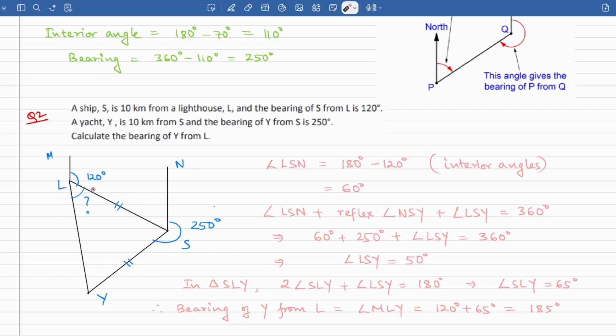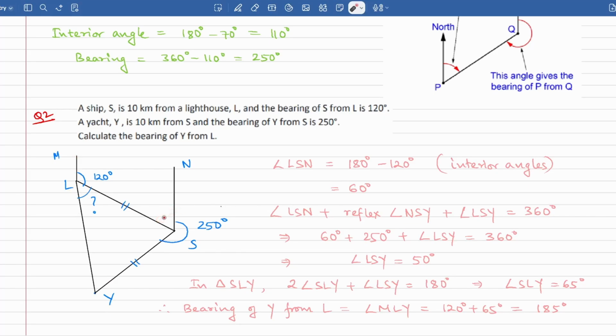Okay, so now I have to figure out the bearing of Y from L. So L is the point of reference. I have to figure out this entire angle. Now I know that this little portion NLS is 120. So I need to find SLY and then add those two together, I'll get my answer. So angle LSN should be a co-interior angle. That means it should be 60 because 120 plus 60 is 180.